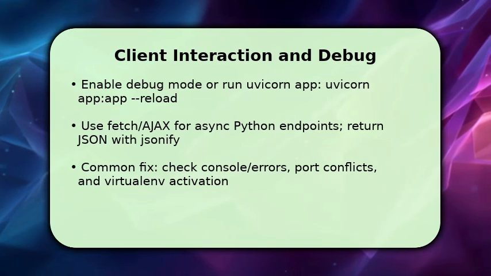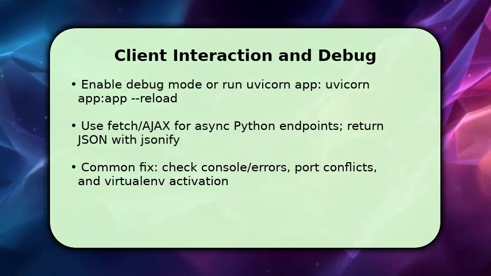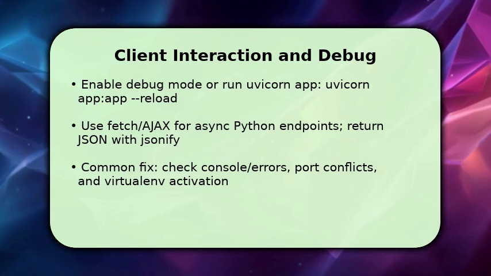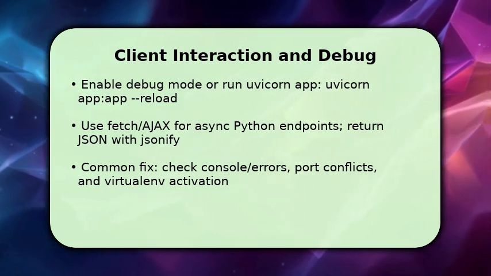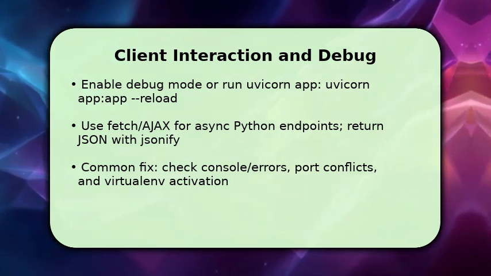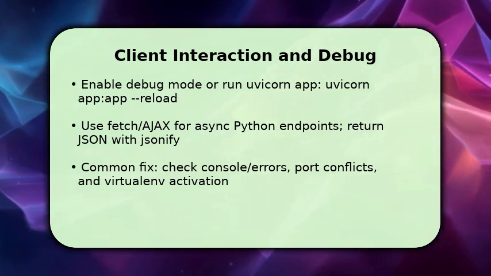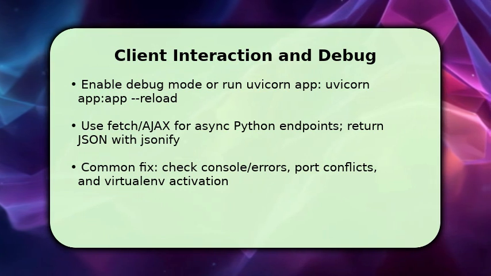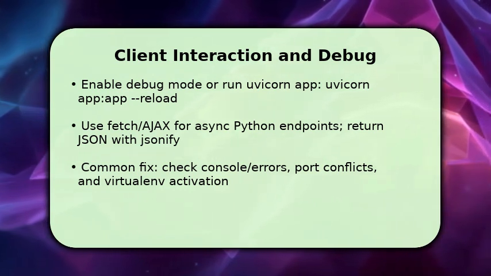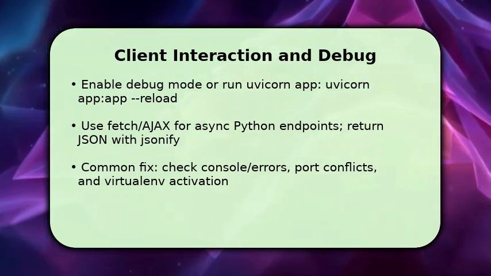Finish by wiring client interactions and launching the server. Start Flask with app.run(debug=True) or run uvicorn with reload. If you need dynamic updates without page reloads, create JSON endpoints and use fetch or AJAX from your HTML. Return JSON via jsonify or FastAPI's responses.